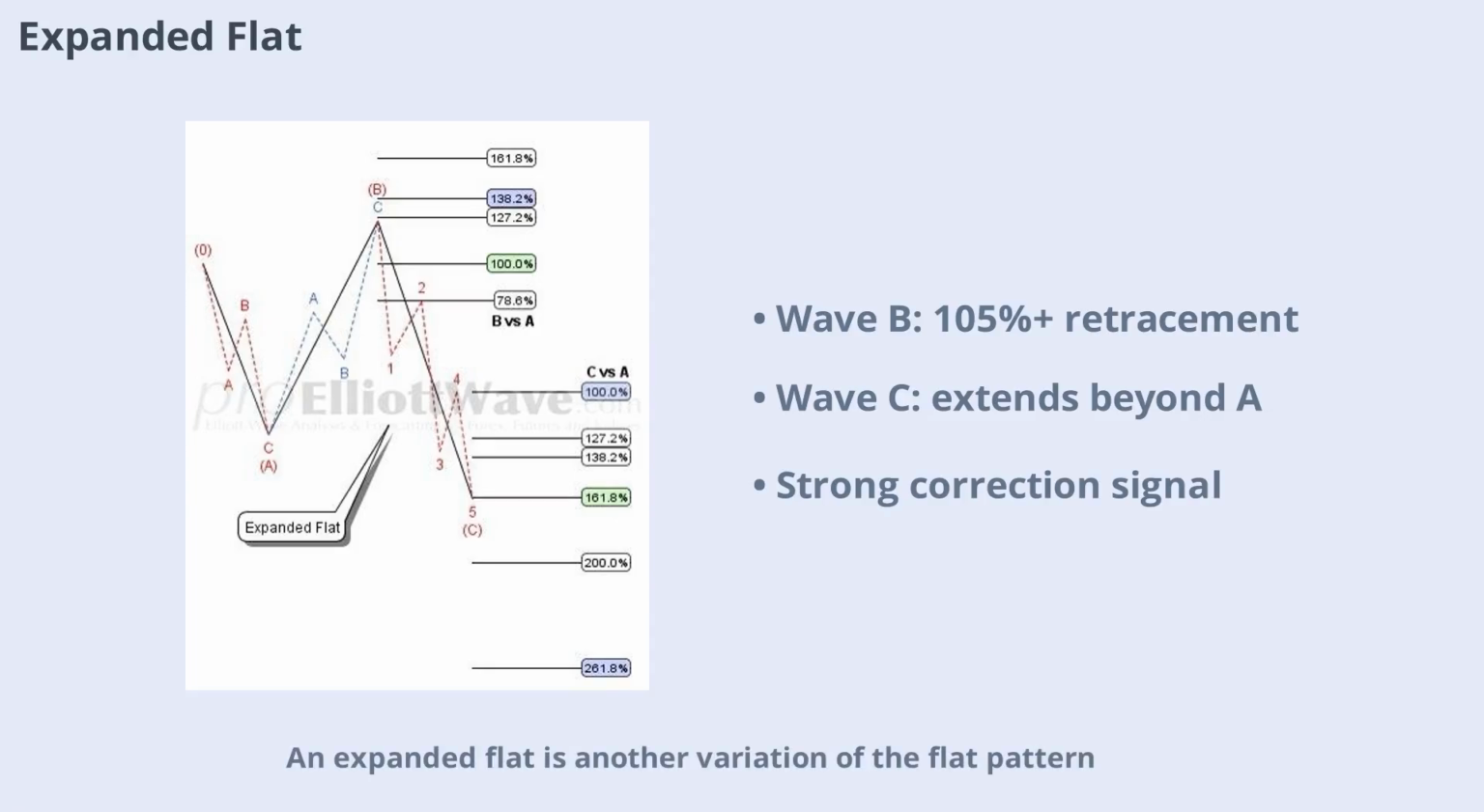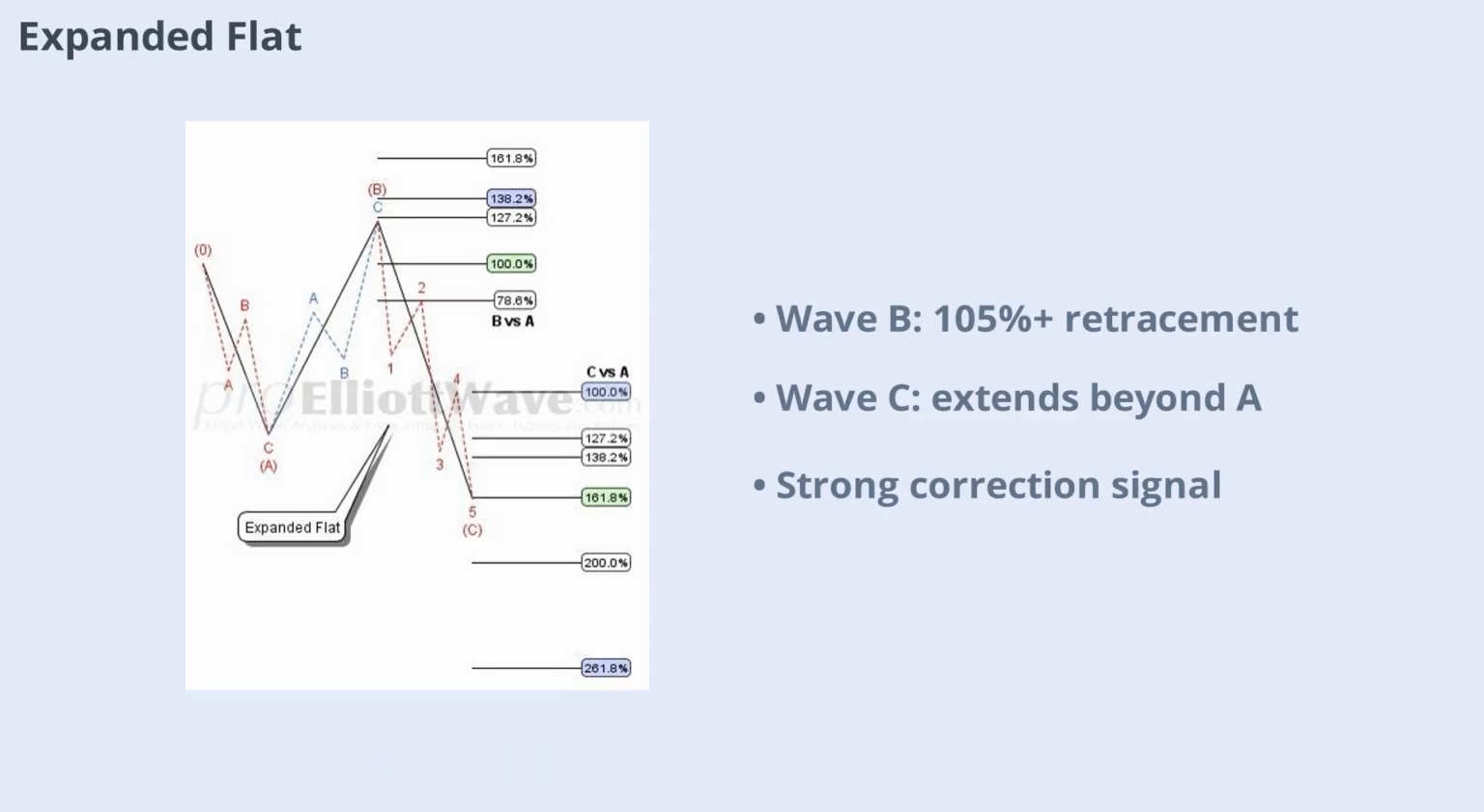The structure is 3-3-5, with wave A as a 3-wave pattern and never a triangle. Wave B is subdivided into a 3-wave pattern and retraces at least 105% of wave A, typically up to 138.2%. Wave C always goes beyond wave A and subdivides into 5 waves, either as a diagonal or impulse. Wave C usually extends between 100% and 161.8% of wave A, and waves A and C are not equal in length.